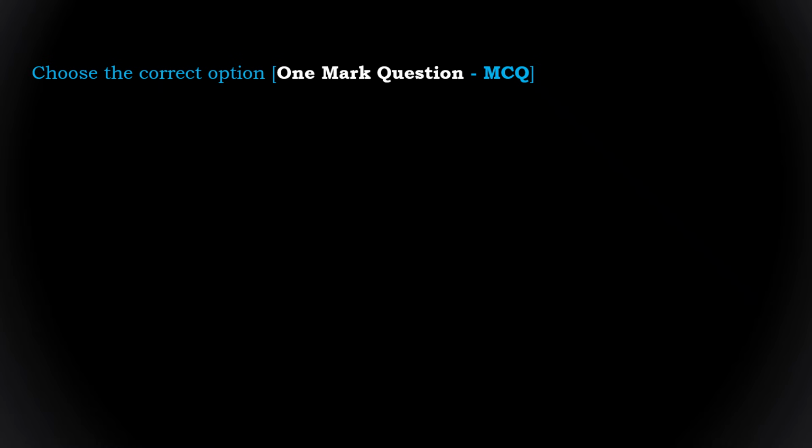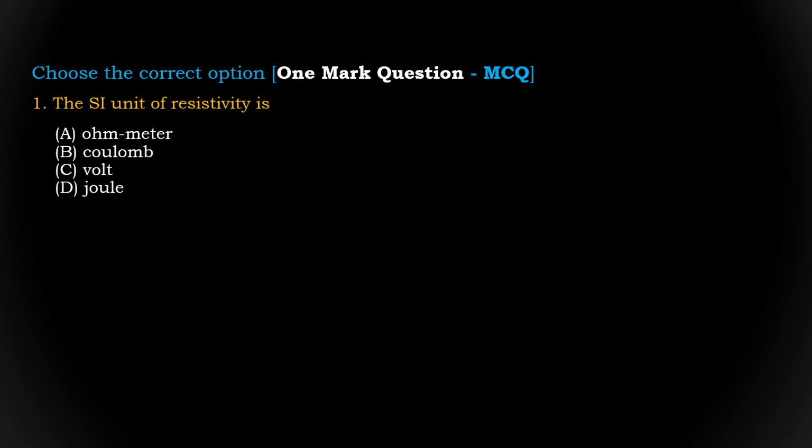So the first question is a 1 mark question. It's an MCQ. So let's read what is the first question. The SI unit of resistivity is, we have four options. Option A, ohm meter, option B, coulomb, option C, volt, option D, joule. So what's the right answer? The right answer is ohm meter.